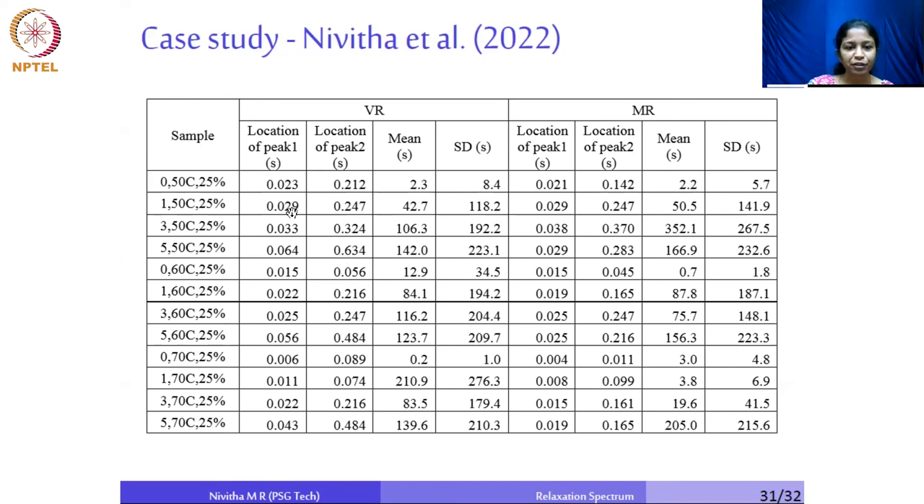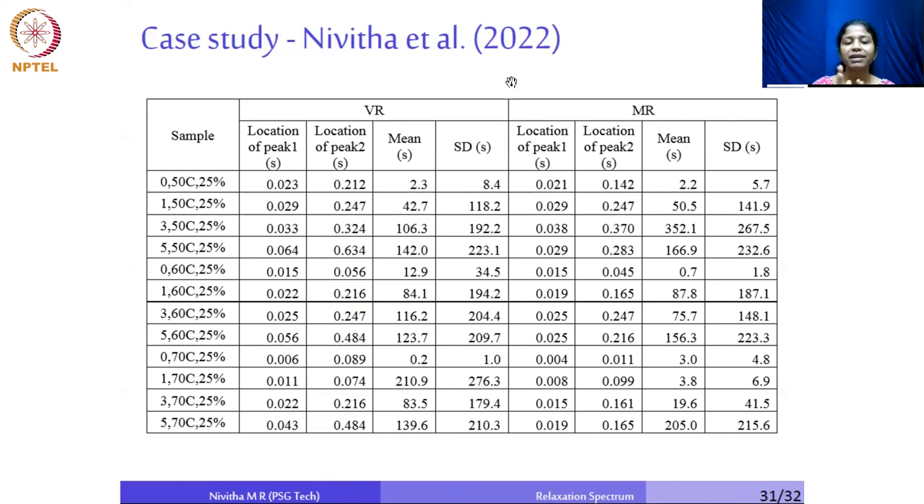If you also look at the effect of temperature, you can see this is the peak at 50 degrees, 0.023. Let us take it for 60 degrees, 0.015. Let us take it for 70 degrees, 0.006. Right? So this is basically shifting towards the left as the temperature increases, indicating a more viscous kind of behavior, which is expected. And we also computed the temperature sensitivity of these peaks based on these values.